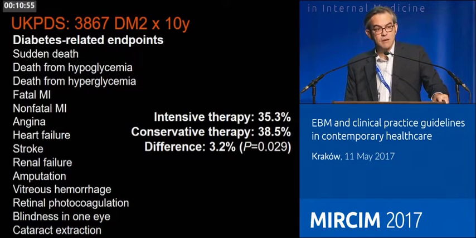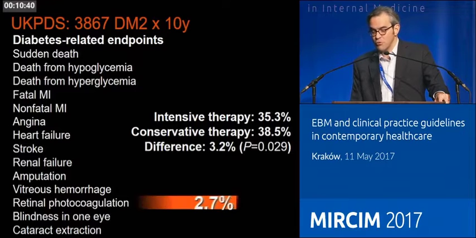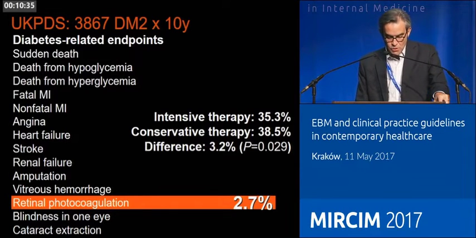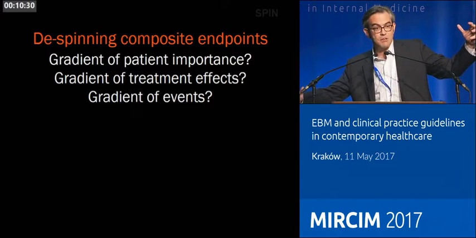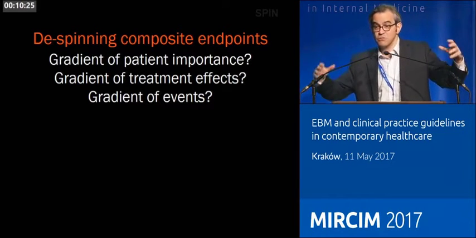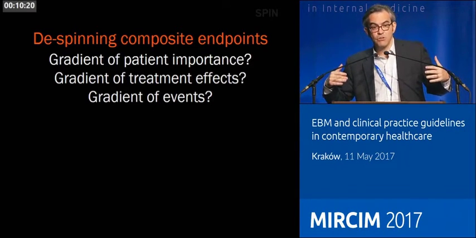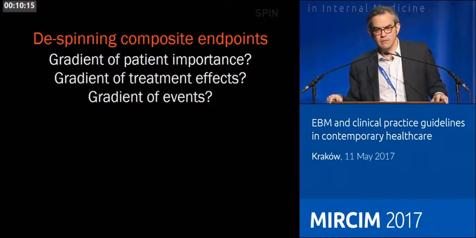And the last composite endpoint that was added to the list was receiving retinal photocoagulation with laser therapy. Interestingly enough, of the 3.2% difference between the arms, that last component accounted for 2.7% of that difference. So one of the ways in which trials can spin is like, oh, we saw a big difference in any diabetes-related endpoint, including death, heart attack, and stroke. And you're thinking, gosh, if I control sugars in patients with diabetes, all these outcomes are going to reduce. But when you see that the majority of the effect was in laser therapy to the eye, that's slightly different.